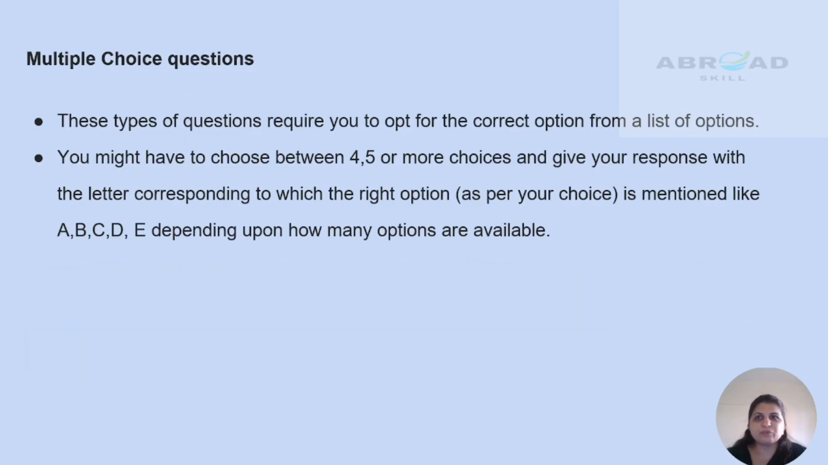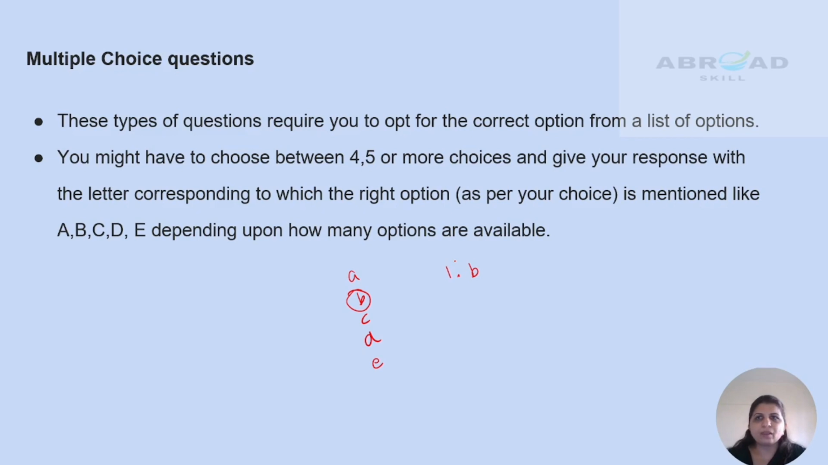Clear? Let's move further. The different types of questions which are asked in the reading test are: the first type is multiple choice question, that is the MCQs. Here you have a list of options. Suppose you have options like A, B, C, D or probably E as well. So 4 to 5 options will be given to you. And what you are supposed to do is just mention the correct option. So for example, the answer for the first question is option B. So just write B in the answer sheet.